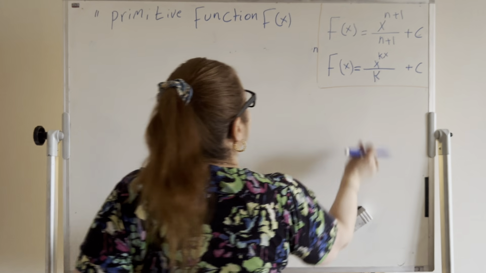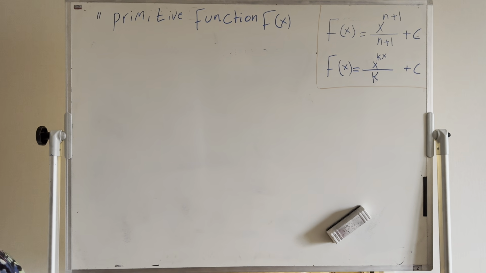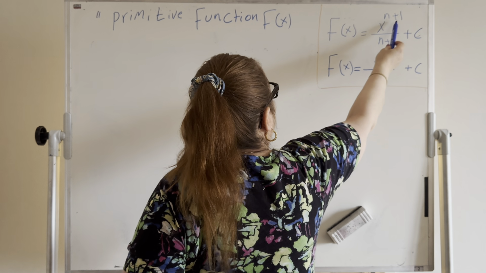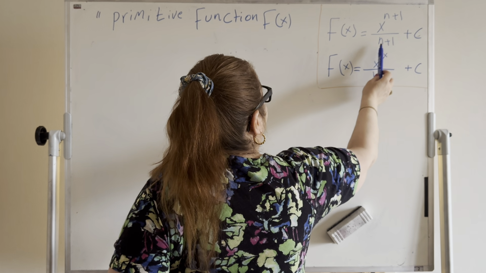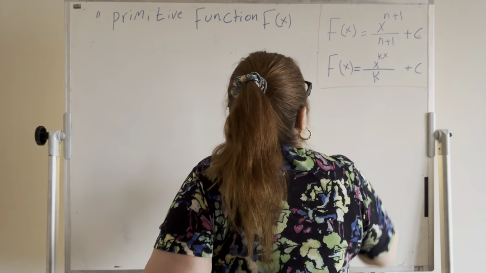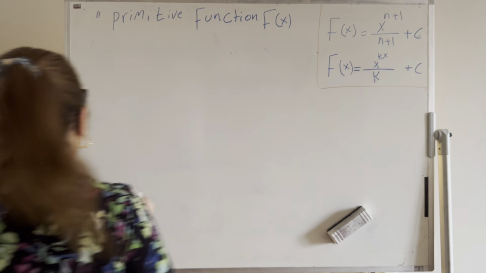And we will use these rules to solve the examples. We have x power n plus 1 divided by n plus 1 plus the constant c. How to find the primitive function.